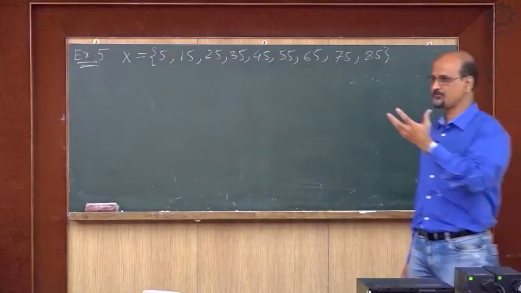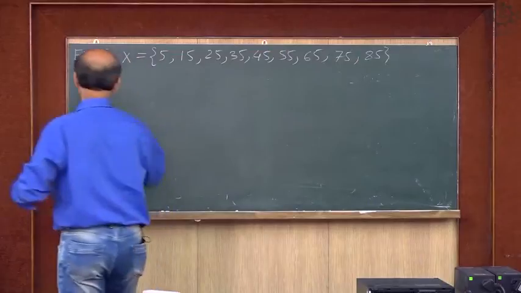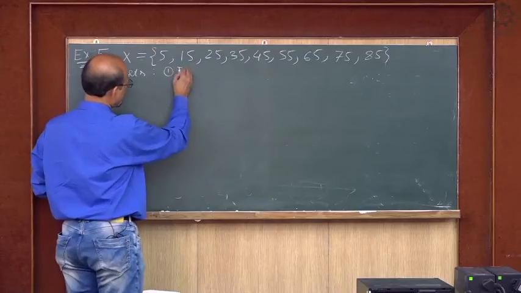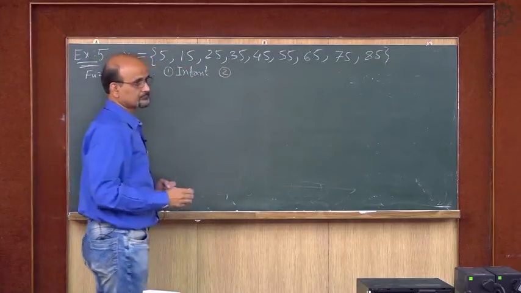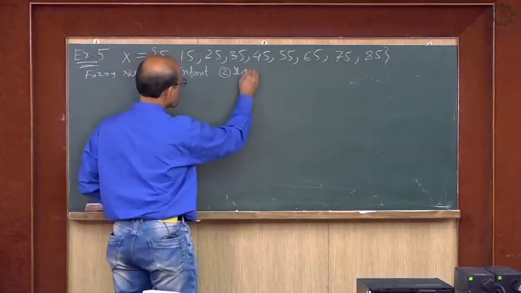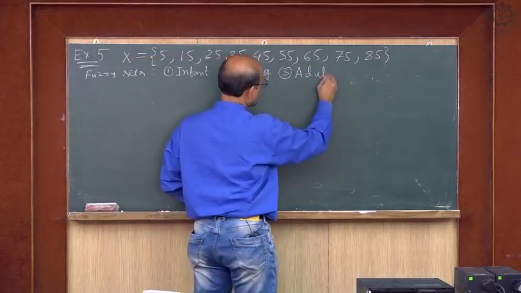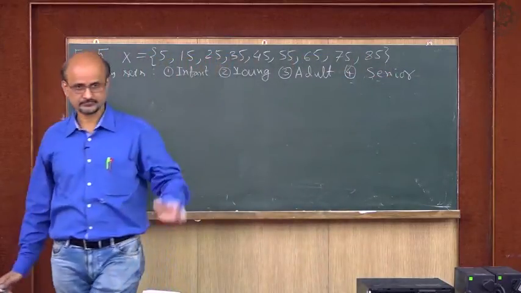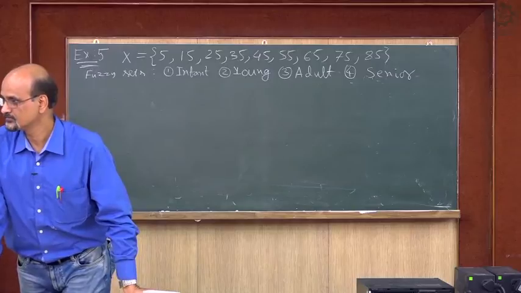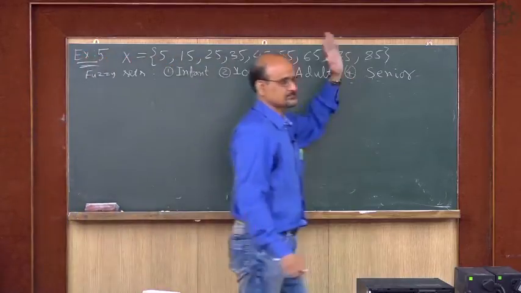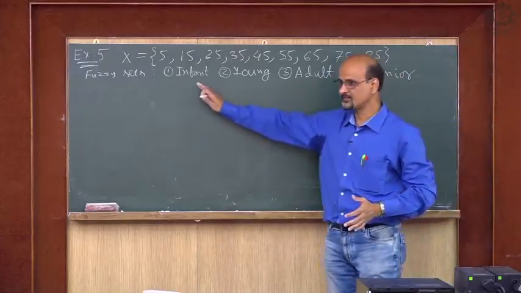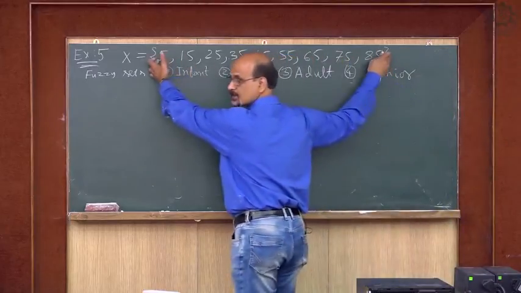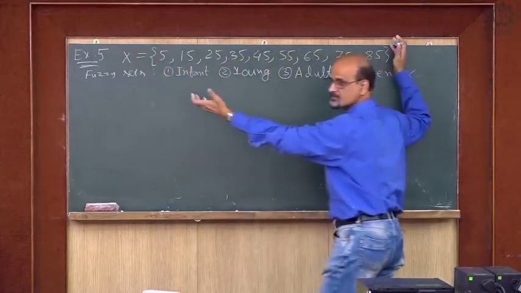Now, we define four fuzzy sets on this universal set. The first one is infant, the second is young, the third is adult, and the fourth is senior. Understood? These are four different fuzzy sets: infant, young, adult, senior. I have the ages 5 to 85 as the universal set.